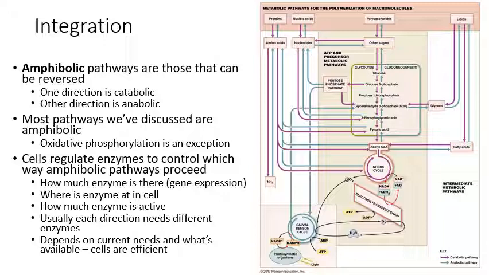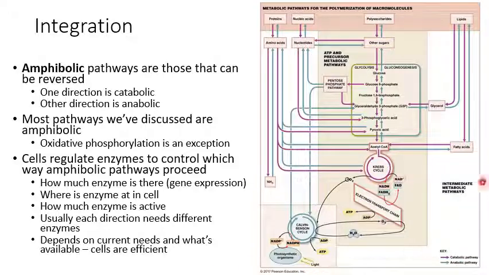So cells are able to regulate how much of an enzyme they have, or where that enzyme is in the cell, or whether the enzyme is active or not. And by regulating those enzymes, that's how they're able to control whether their amphibolic pathways are proceeding forwards for catabolism or proceeding backwards for anabolism. And cells can always switch it up depending on what they need most of at the time, whether it's larger molecules for building stuff in the cell or whether it's ATP.